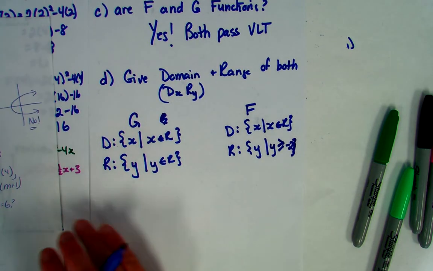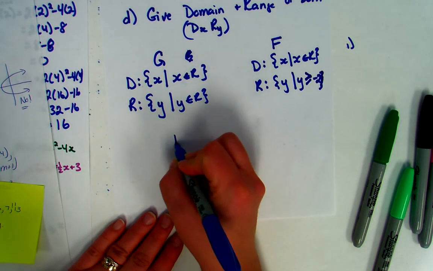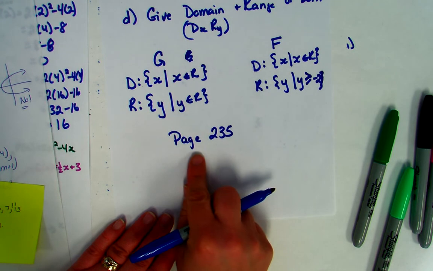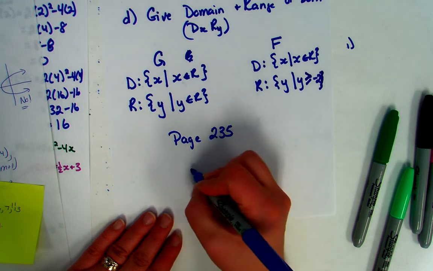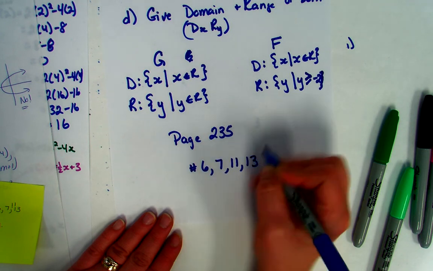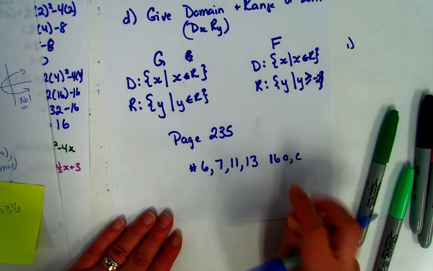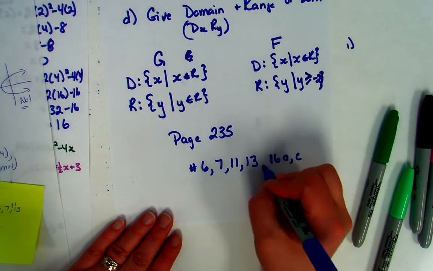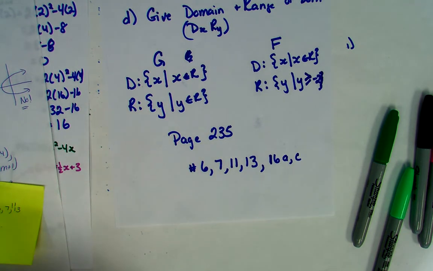Now, your homework for this, I want you to attempt these questions. We will have time tomorrow in class to go over any questions. And remember, you are to pick up your textbook from Mrs. Heinonen in the library, but page 235, numbers 6, 7, 11, 13, and then number 16, only look at A and C. So don't do any of the other ones from 16 except for A and C. And I'll go over any questions and we'll talk some more about this tomorrow.